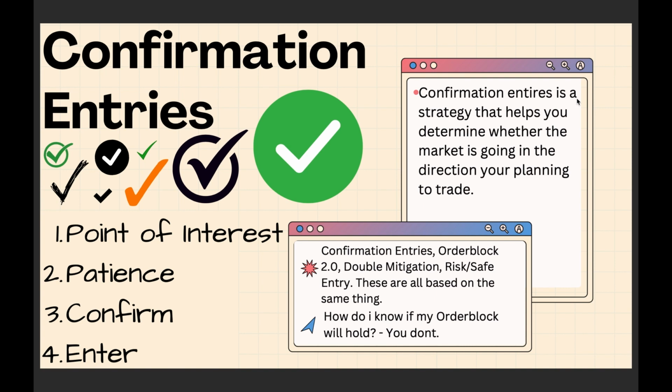Confirmation entries are something that I do almost all the time. And one thing about confirmation entries that you need to understand is that you need to be patient. You need to not be so trigger friendly. In this business of trading, the ones who wait are the ones who get paid. Literally, you can see over here the steps to it. Plain and simple: you have your point of interest, and then you have to be patient, wait for your confirmation, and then you enter.